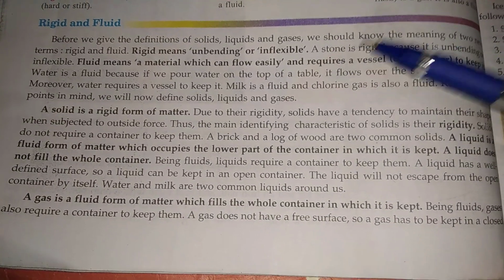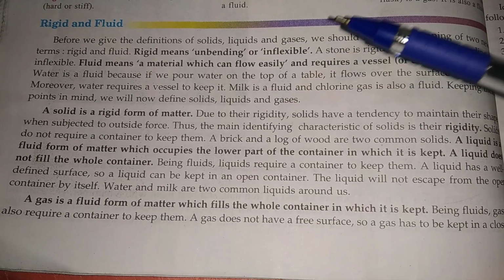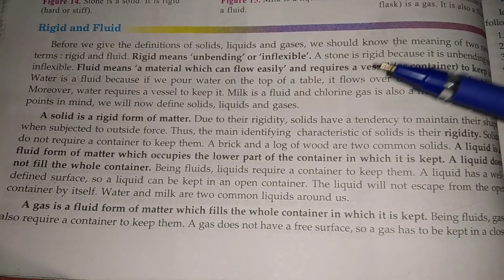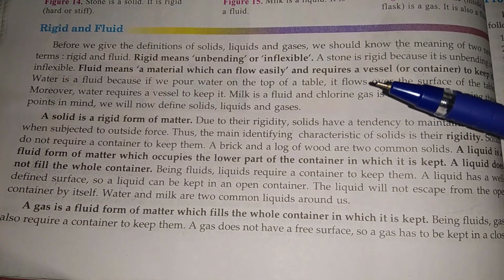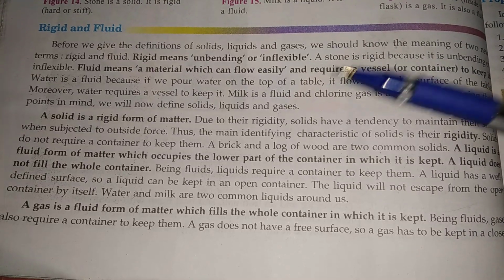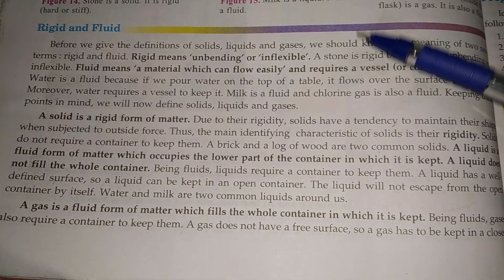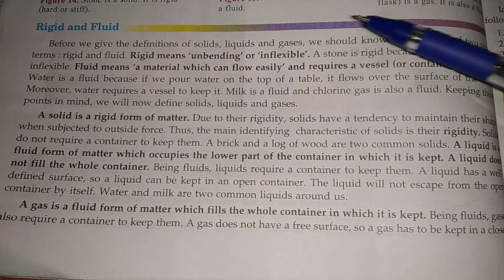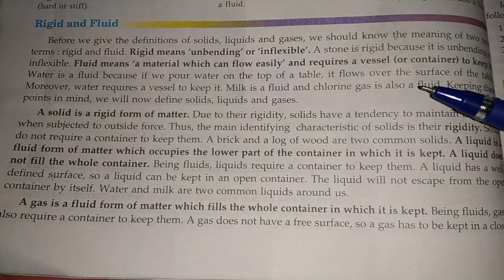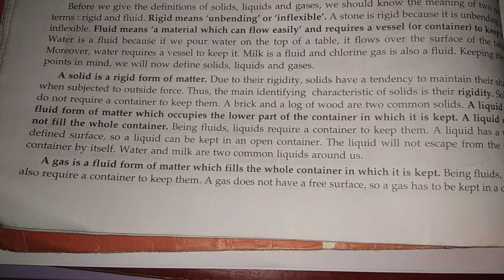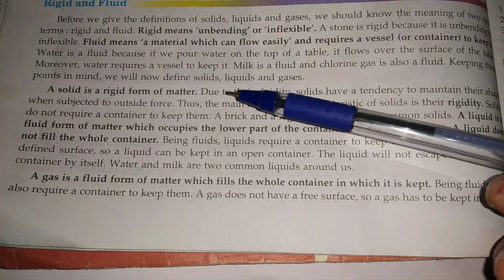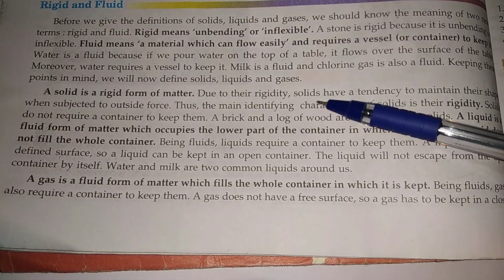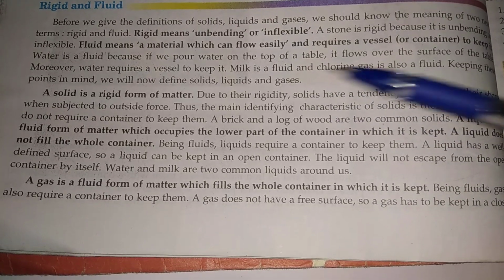So from here it is clear that rigid means unbending or inflexible, and fluid means a material which can easily flow. And from here we can see that solids are rigid because solids are unbending and inflexible also, as I have told you by giving the example. Now see here, a solid is a rigid form of matter. Due to their rigidity, solids have a tendency to maintain their shape.